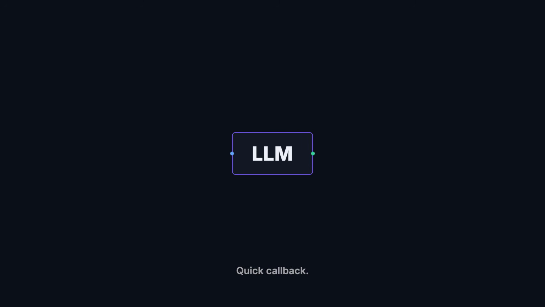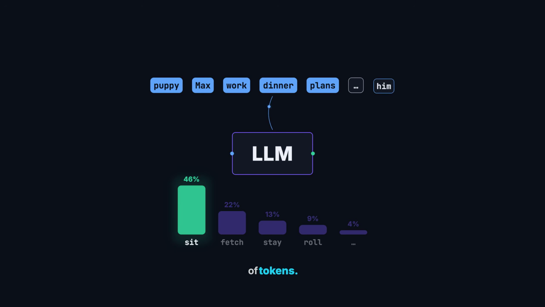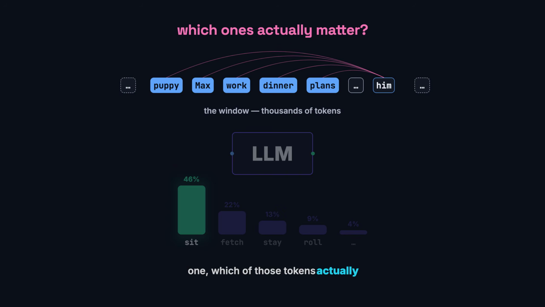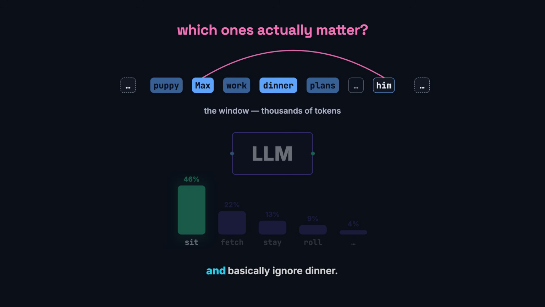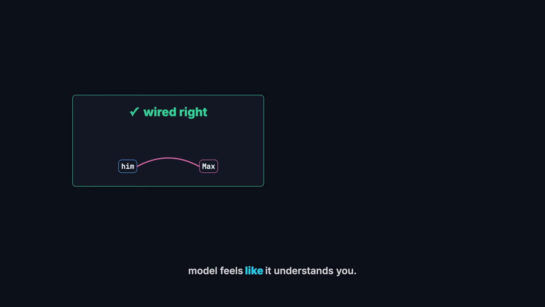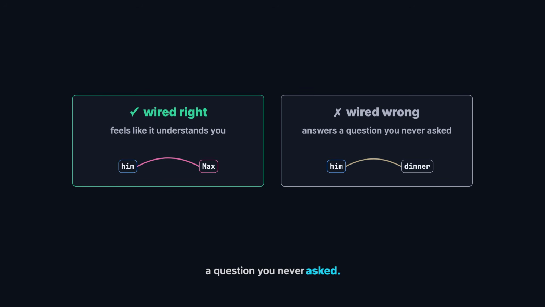Quick callback. Last video, we stripped a language model down to one move, predict the next token, reading a window of tokens. But that leaves a question hanging. The window might hold thousands of tokens. When the model predicts the next one, which of those tokens actually matter? Because they can't all matter equally. Him should pull hard on Max and basically ignore dinner. Get that wiring right, and the model feels like it understands you. Get it wrong, and it answers a question you never asked.